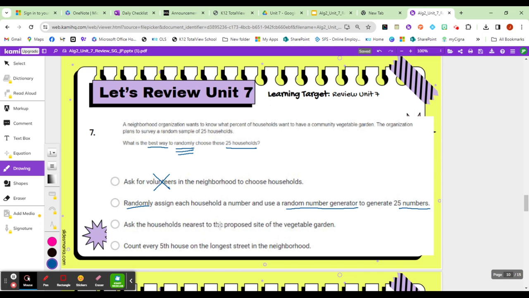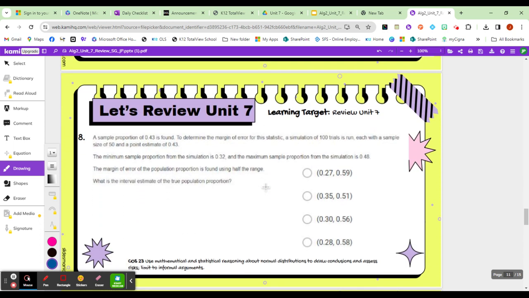Ask the households nearest to the proposed site of the vegetable garden. That would not be random data. Okay. Count every fifth house on the longest street. Now, every fifth house might have been a good idea, but they picked one street out of the whole entire neighborhood. So that would not be random enough. And it's going to be the second one. Randomly assign each household a number and then use a random number generator. As much randomness as you can get is going to be the best answer.